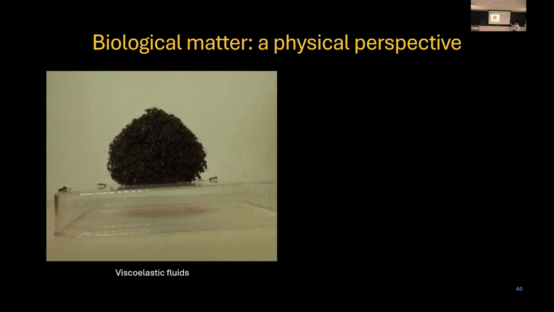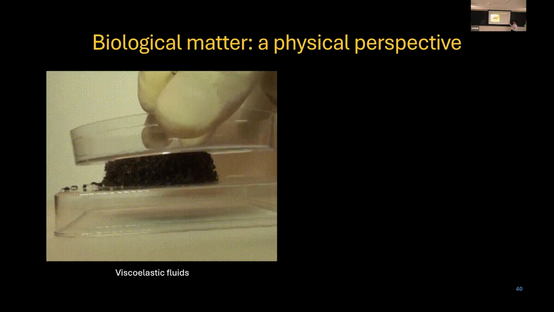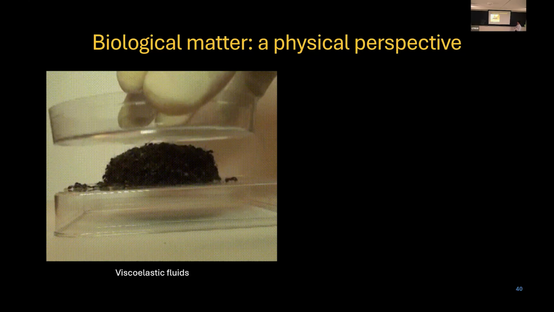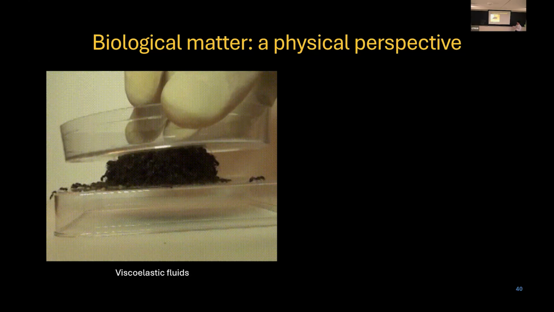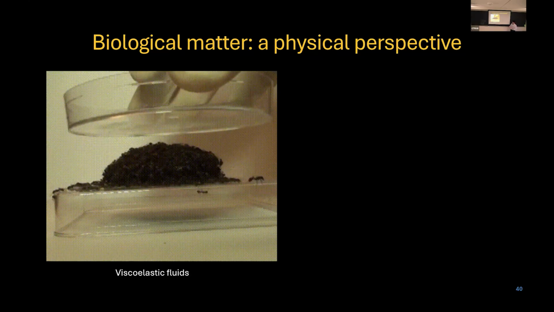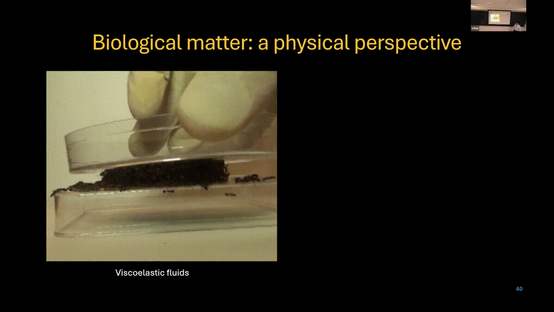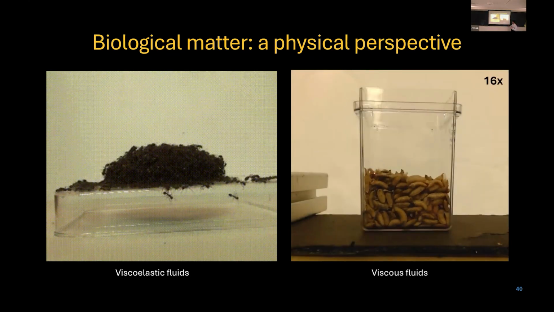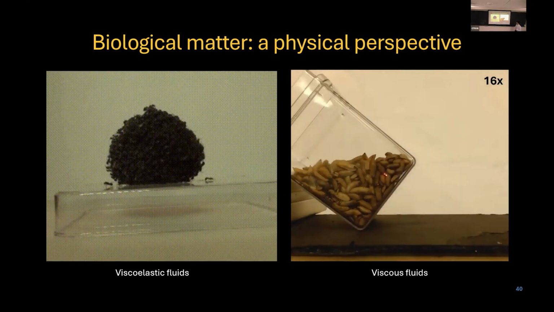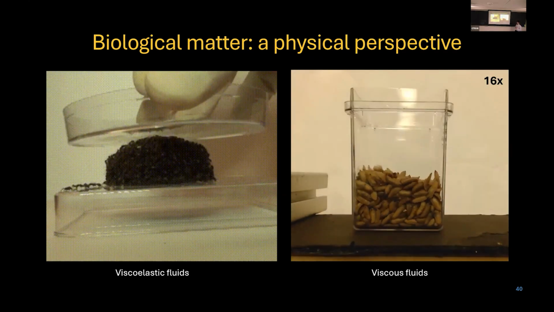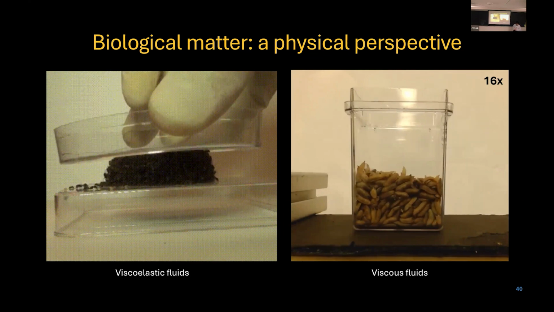But of course, the mechanical collective intelligence perspective is not new, because all biological matter has been thinking about this: if you have these collectives as a matter, how do they physically interact with each other? So you can do experiments with fire ants like this and think of them as viscoelastic fluids, or you can do experiments with these maggots and just tilt them back and forth and compare them to viscous fluids.